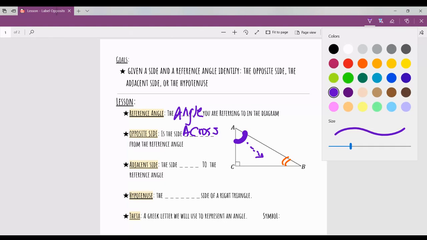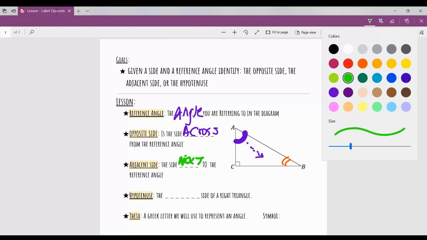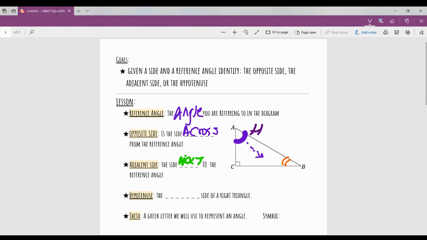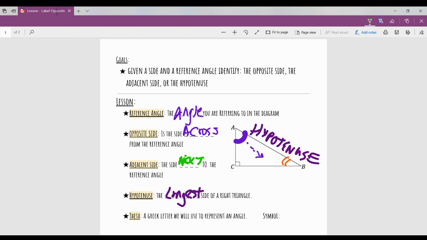Adjacent is the side that is next to the reference angle, and when we do these kinds of problems and you're starting to do trigonometry, I would always label your hypotenuse first. The reason why I would label my hypotenuse, which is the longest side of our right triangle, opposite or across from that 90-degree angle, is because the hypotenuse has its own name, so it cannot be used for my adjacent or my opposite side.